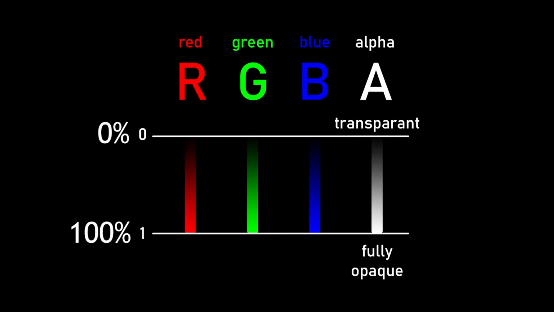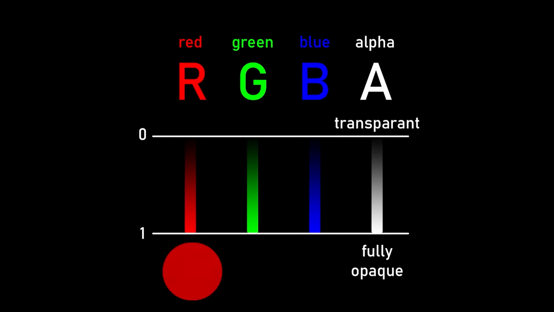Additionally, the alpha value represents transparency. The closer we bring this value to 1, the lower the opacity is. For example, if you want to achieve pure red color, we set the R value to 1 and the other color values to 0.